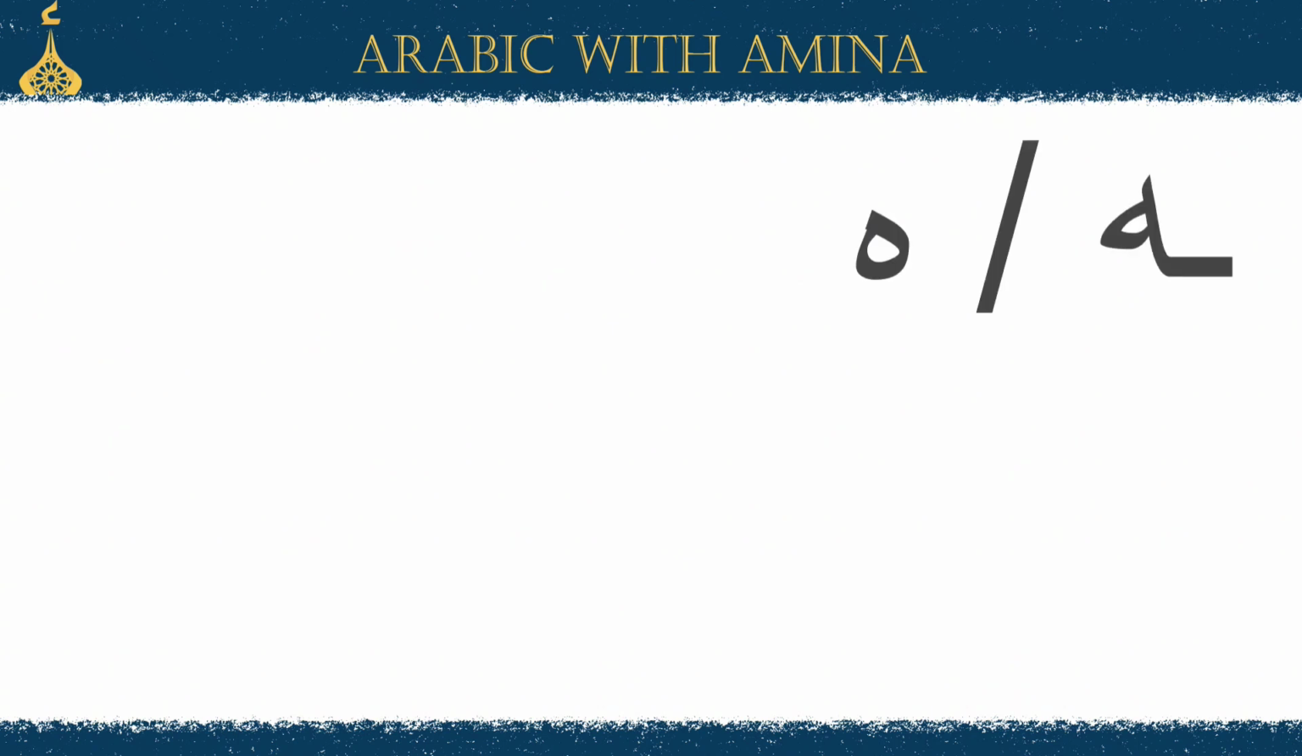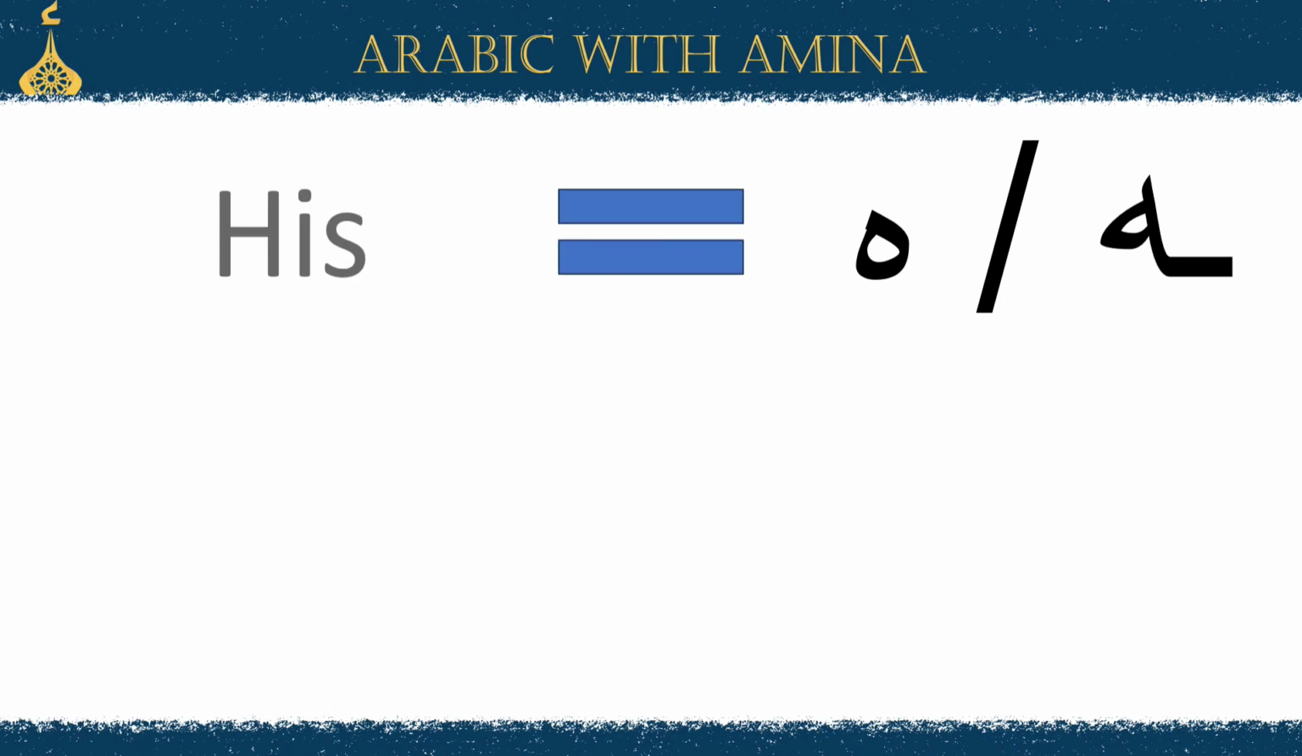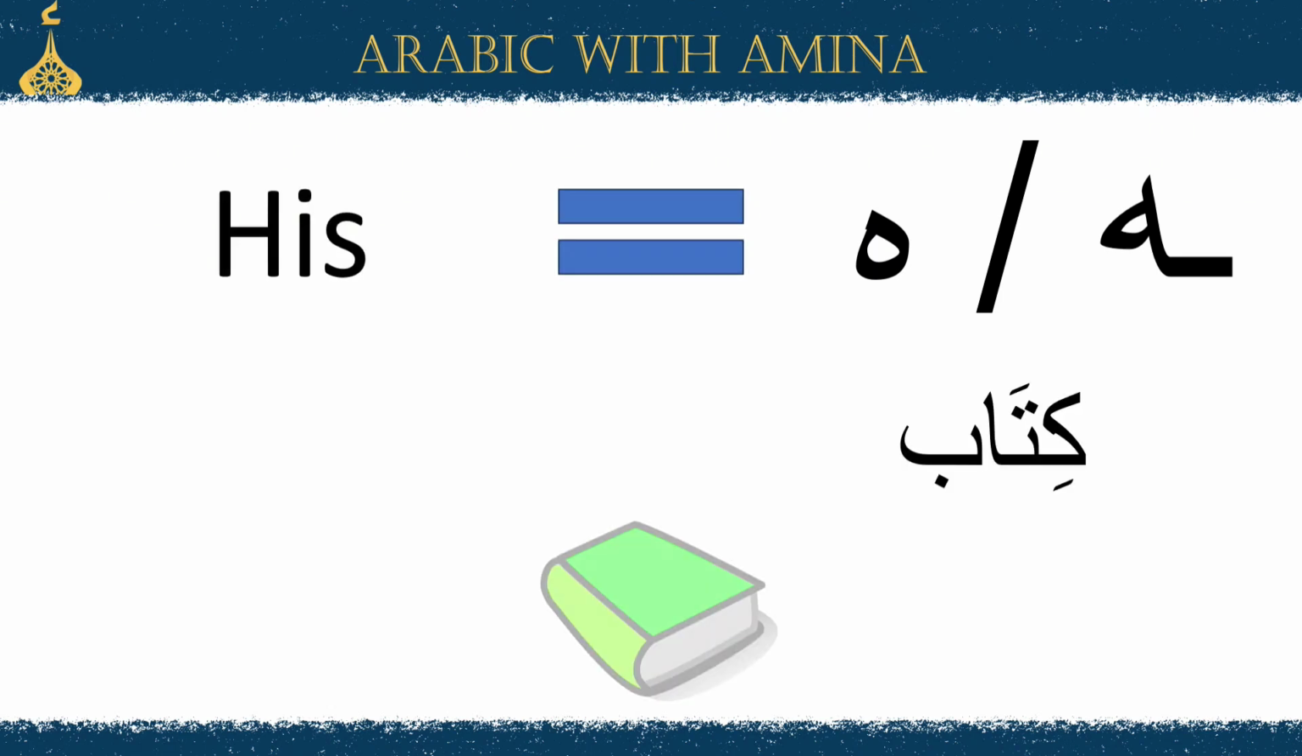But ha has another trick. The letter ha at the end of a word can represent the possessive pronoun his. For example, take kitab, book. If we add ha to the end, it becomes kitabo, which means his book.